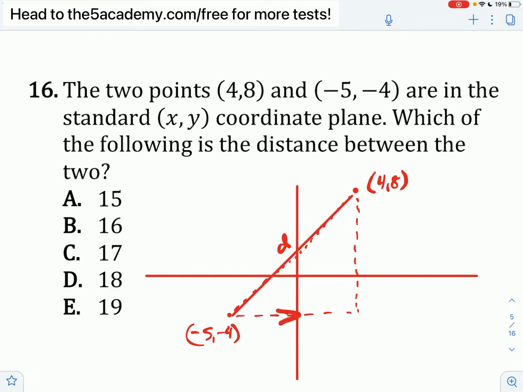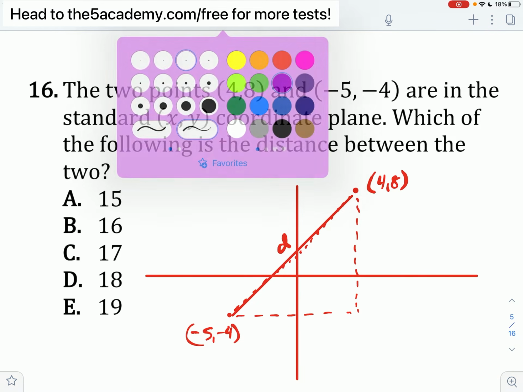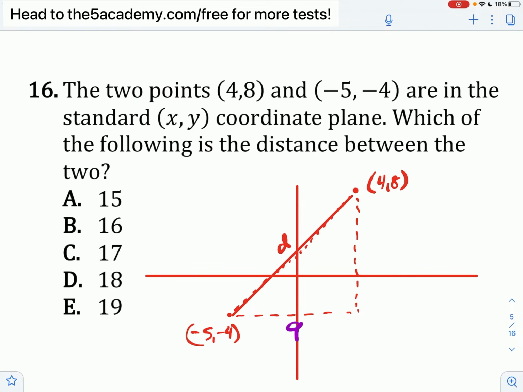This dimension is only a change in x. I'm only going to the right to go from here to here. So how far do I have to go to the right to get from -5 to 4? If you think about it, this is 4 units away this way, this is 5 units away this way, so it's really just 9 units. Vertically, you do the same thing. If this distance is 4, because it's -4, and this distance is 8, well, the sum is just 12. So this distance is 12, this is 9.